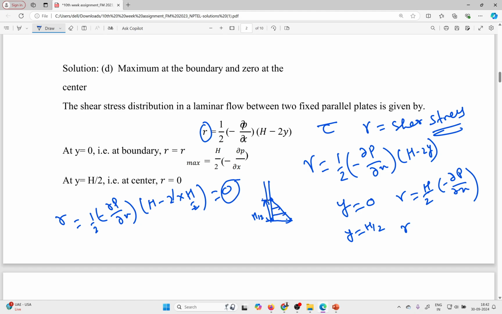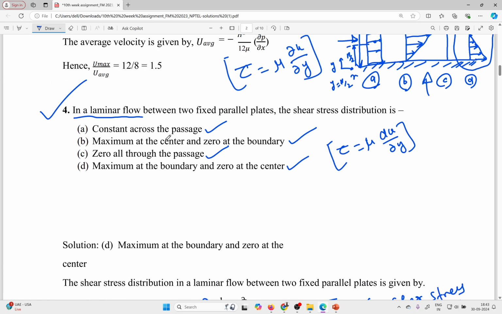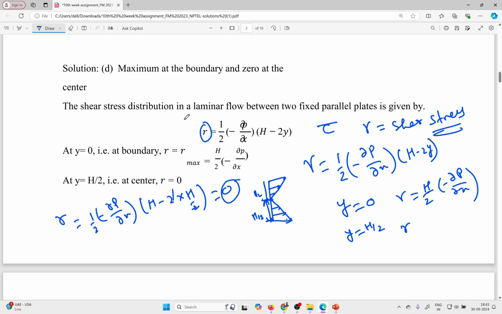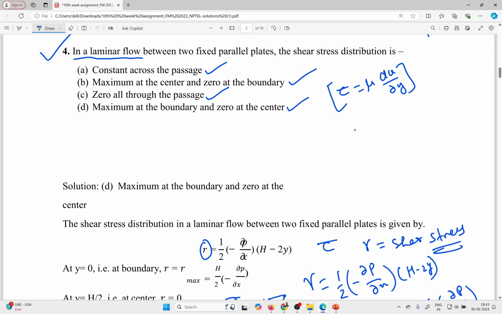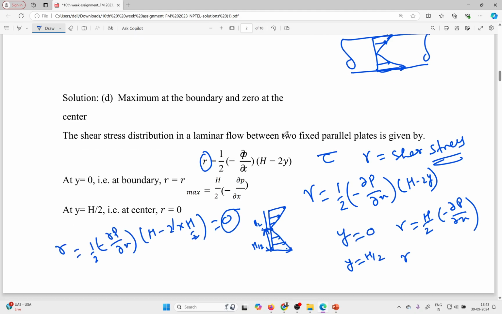Similarly, when you come from this side, h by 2, this will be maximum and this will be 0. Please always remember, in case of pipe flow, a similar kind of distribution will be there in pipe flow as well. Shear stress, remember, magnitude may be different and other things, but the distribution should be like that.